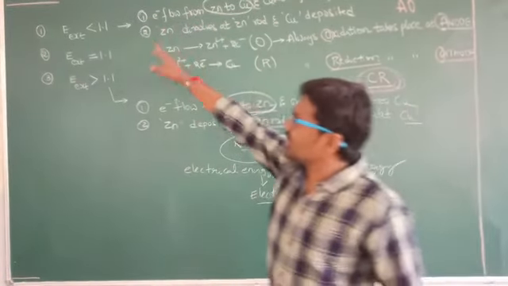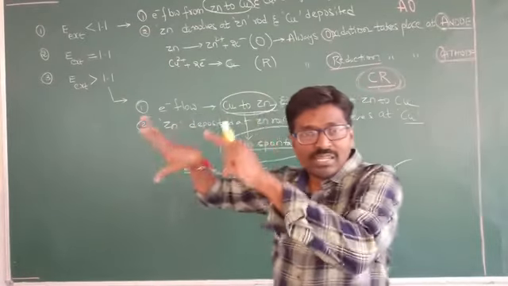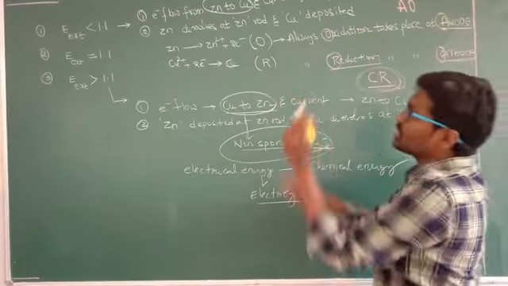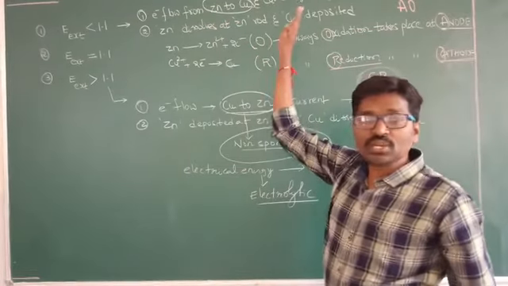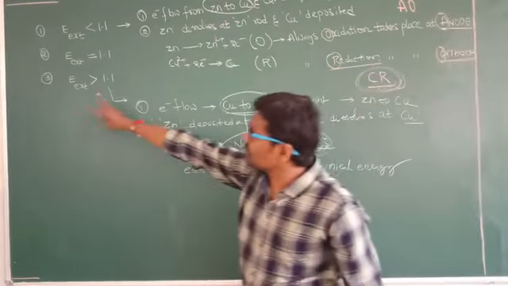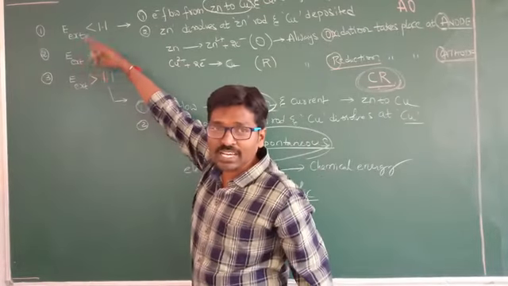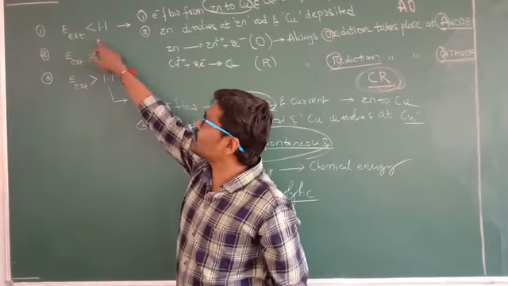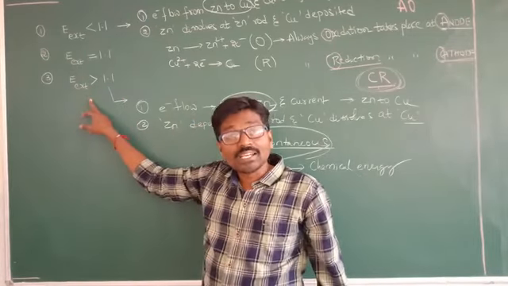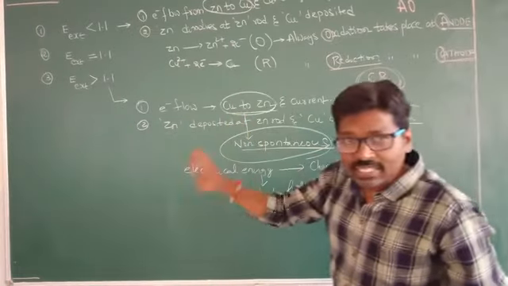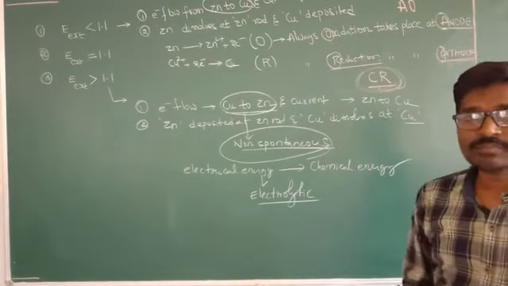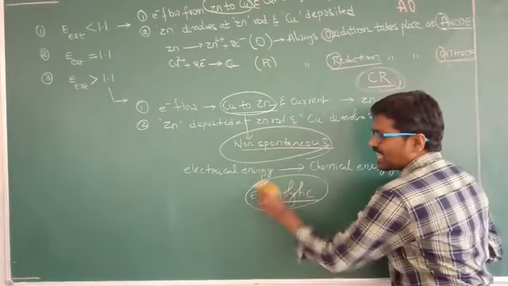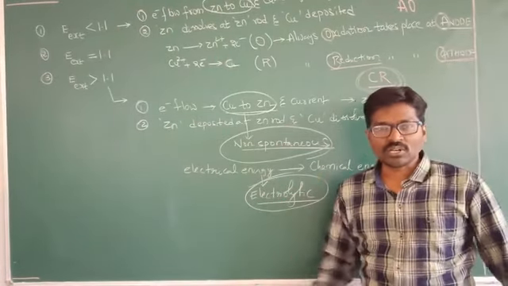So here, in the first case, it is the galvanic cell, where chemical energy is converted into electrical energy. But the third condition is different. If you compare the first case and the third case, there is a lot of difference. In the first the potential is less than 1.1, but in the third it is greater than 1.1. At that time, the galvanic cell acts as an electrolytic cell.